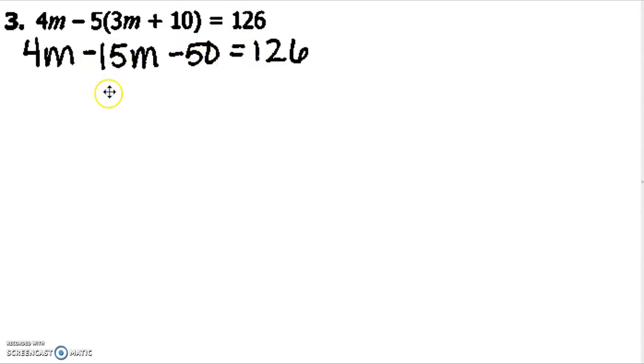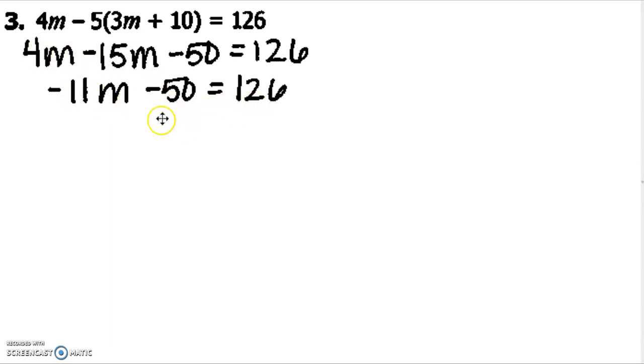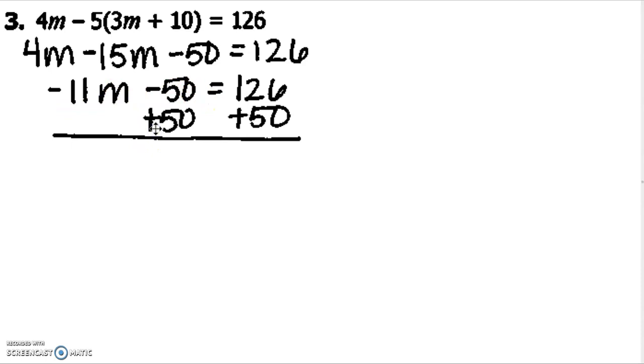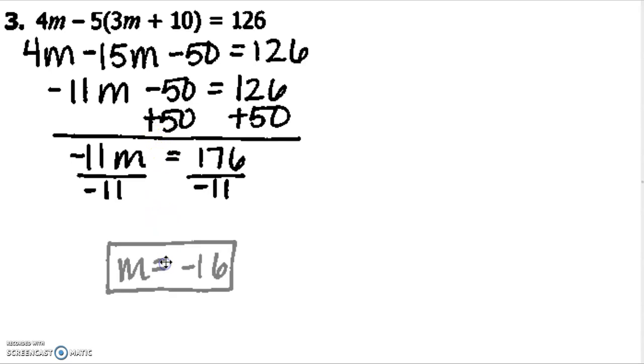Now our next step is to combine like terms. We see we have two terms with our variable m, so we're going to combine those to get negative 11m minus 50 equals 126. Now we're ready to solve. We need to add 50 to both sides and divide by negative 11, and our value of m is negative 16. If we were to plug this value back in and substitute it in for m, we should get a true statement. If we plugged negative 16 back in here, we should get 126 on this left-hand side.